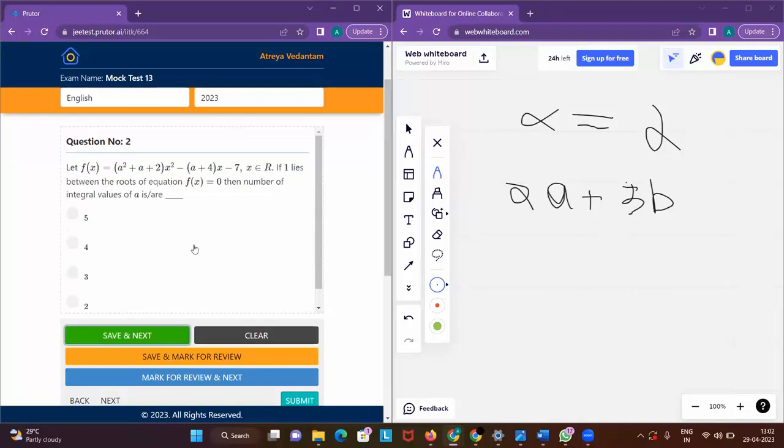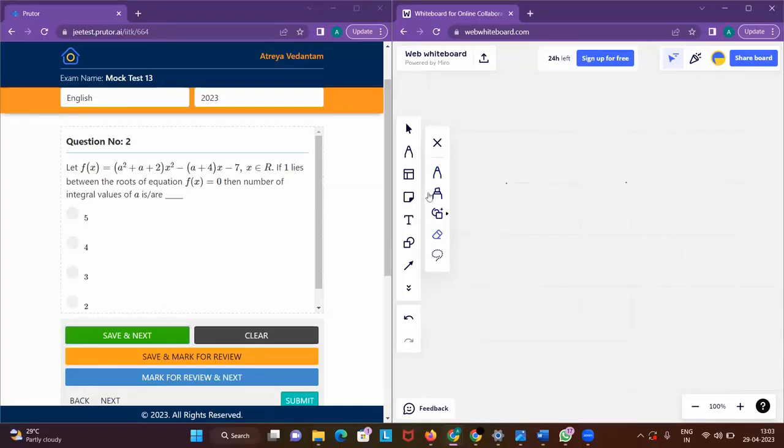Okay, now we have the second question. (a squared plus a plus 2) times x squared plus (minus a plus 4) times x minus 7 is some function f of x. 1 lies between the roots of f of x. So how do we approach this kind of question? First I'll erase these things. First we draw the function, okay?